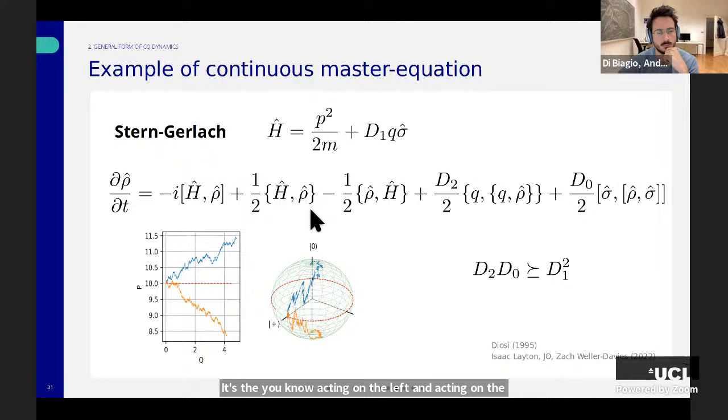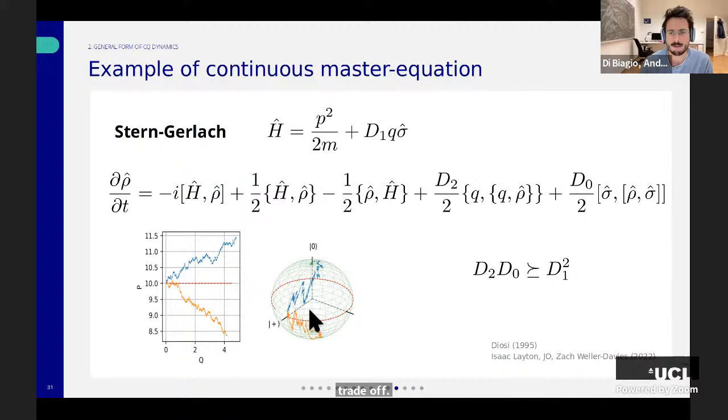And then we have this double commutator, which acts as a kind of diffusion. And we have this double commutator with the spin matrix, which acts as a decoherence. In order for the dynamics to be completely positive and norm preserving, you need to satisfy what we call this decoherence versus diffusion trade-off. And there's a remarkable thing which happens when this trade-off is saturated, which is that the quantum state stays pure. So you can see that the quantum state stays on the surface of the Bloch sphere, so it stays pure depending on its classical trajectory. So this is a Stern-Gerlach spin-half particle as an example. Are there any questions about this example?